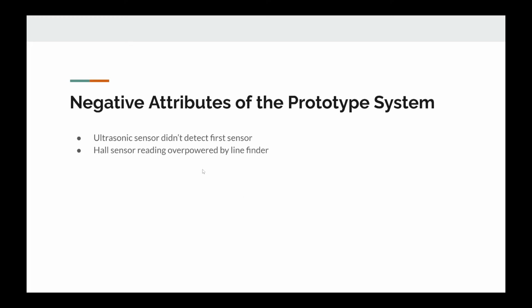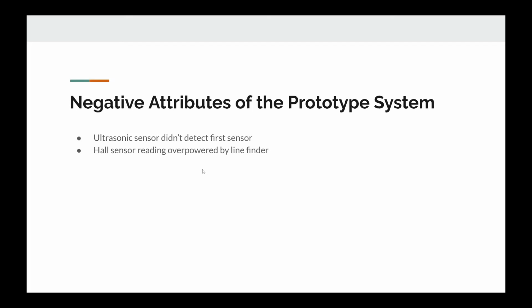Okay, these are the negative attributes of our prototype system. Because we put an emphasis on systems thinking, our end result prototype system worked very well as a unit, but unfortunately we had certain individual aspects that did not function as we wanted. That included the ultrasonic sensor, which did not detect the first sensor, and the Hall sensor reading that was overpowered by the line finder.